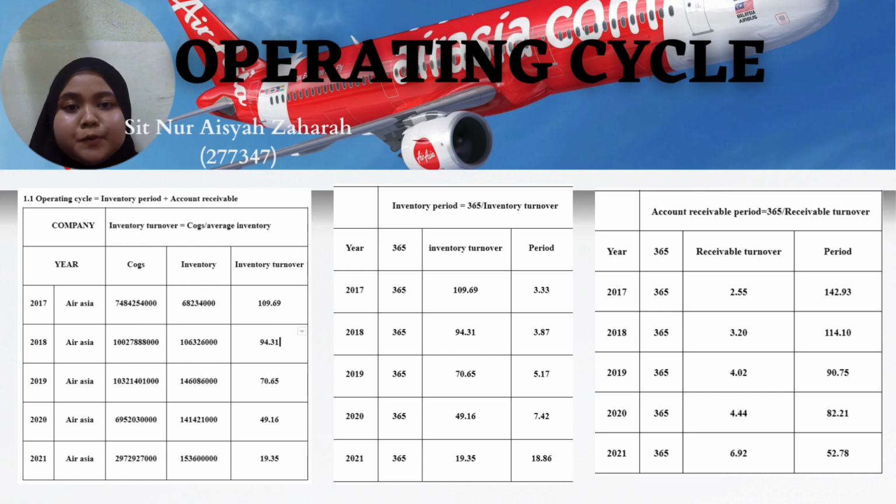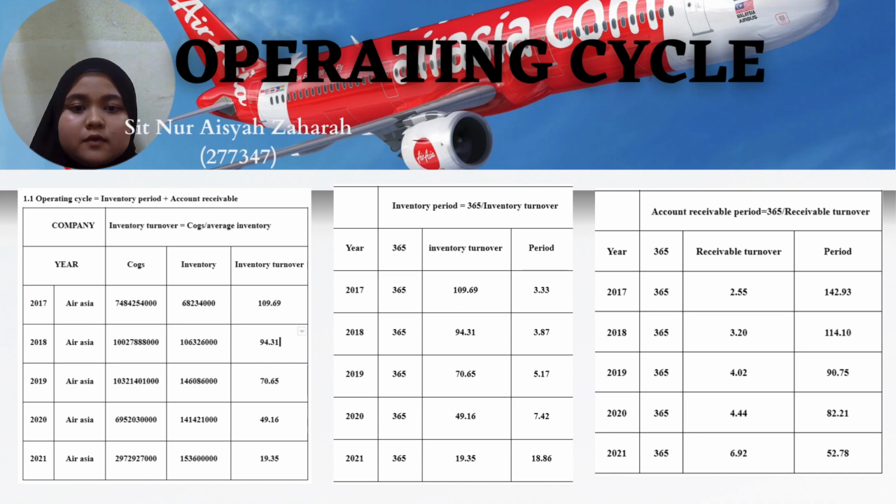277347. I would like to present about the operating cycle. So the first one is inventory turnover. How to find it is by cost of goods sold divided by average inventory. So we use 5 years, 2017 until 2021.